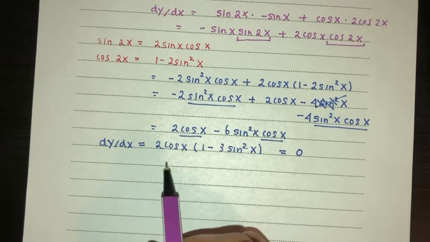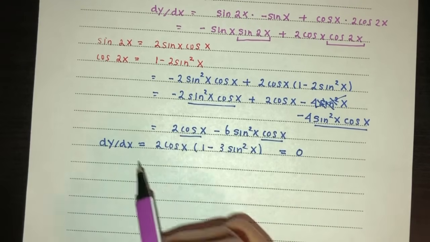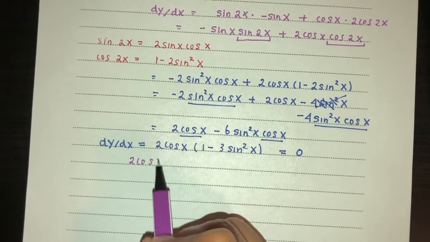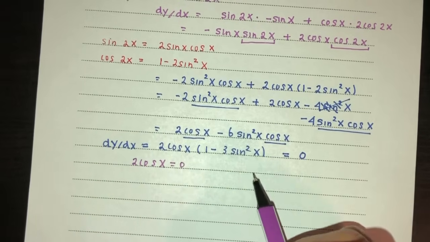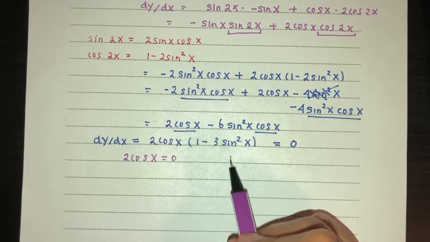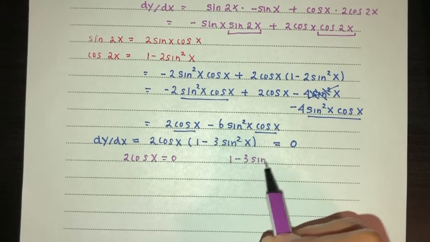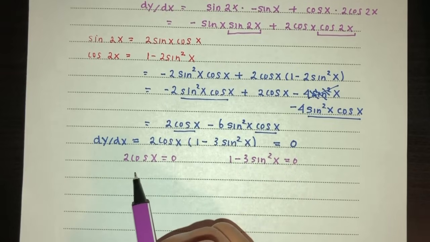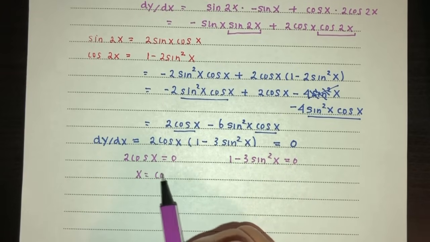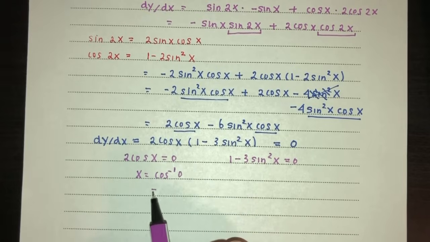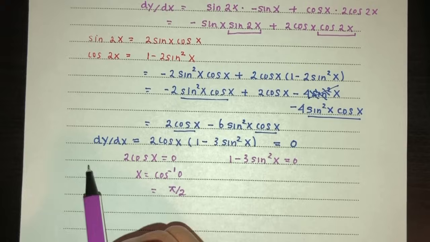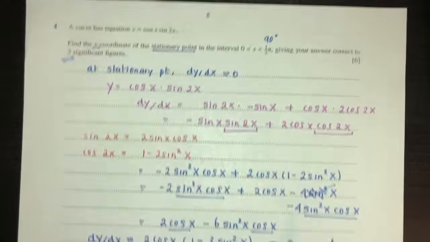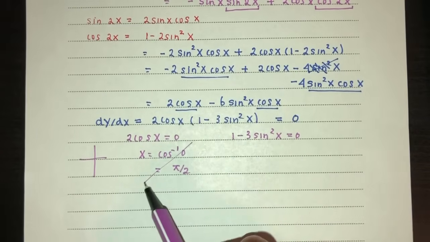Now, this is factorized already. We have to find one by one. So first one is 2 cos x equal to 0. And then for this one we have 1 minus 3 sine square x equal to 0. So as you know, x will be cos inverse of 0, which is pi by 2. But we are only looking for values between 0 and pi by 2, not including pi by 2, so that will not be in the range.